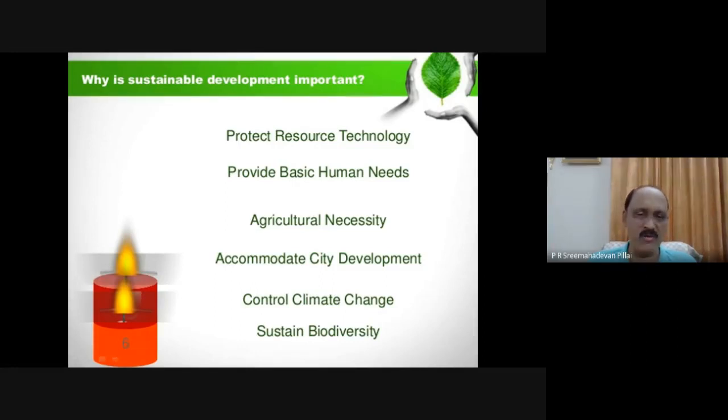From the nomadic state where we used to live by the riverside, taking water from the river, eating fruits and vegetables from the plants and trees, things have changed. Added to that is climate change, and we have to control it. Last class I told you what the difficulty is, that we are not containing the climate change. And then keeping the biodiversity.